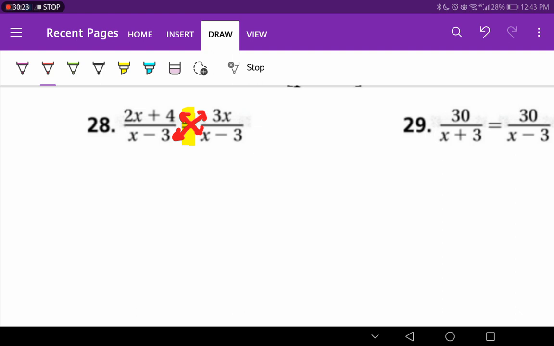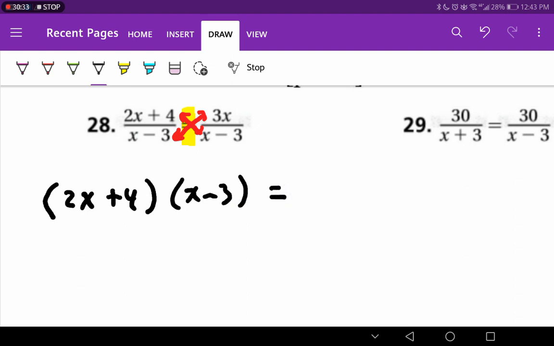Put in both parentheses. Yes, I will put it on the left side. 2x plus 4 multiply x minus 3 will equal. Exactly, keep the equal sign. The 3x, what is it connected to? To x negative 3. So I put it also in parentheses. And now I have to multiply. Okay. So we said parentheses by parentheses.